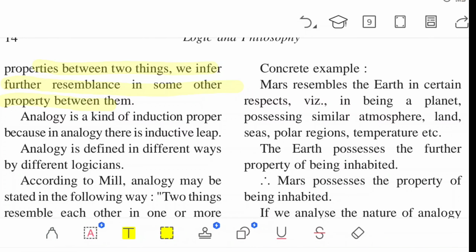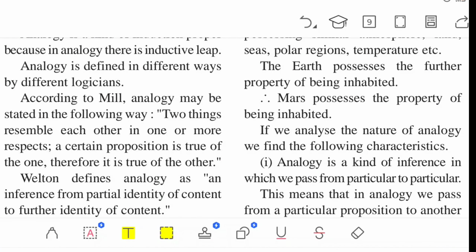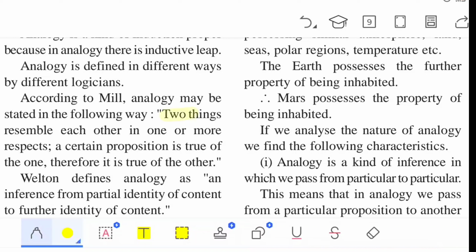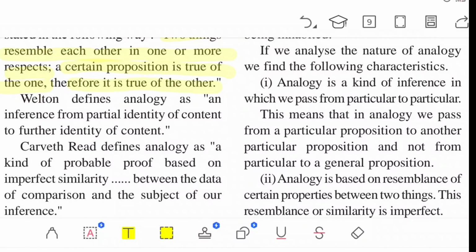আৰু analogy different kind of definition আছে. According to Mill, analogy may be stated in following way: two things resemble each other in one or more respects. A certain proposition is true of the one, therefore it is true of the other. Same কথাই কৈছে, অকমান বেলেগ ল্যাঙ্গুৱেজত কৈছে, right? যে দুটা বস্তুৰ যদি দুটা property মিলিল then the third property might be similar, might be same. এটোৱে হৈছে আমাৰ analogy. Walton defines analogy as an inference from partial identity of content to further identity of content.